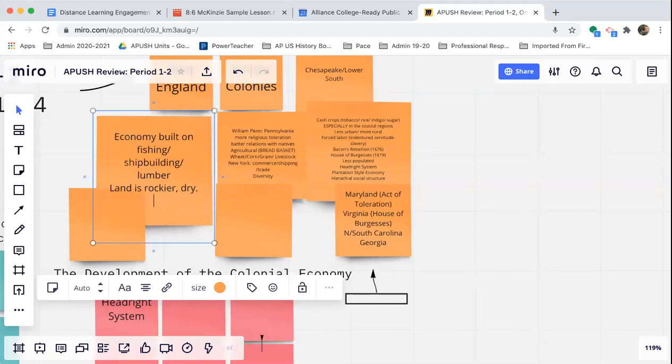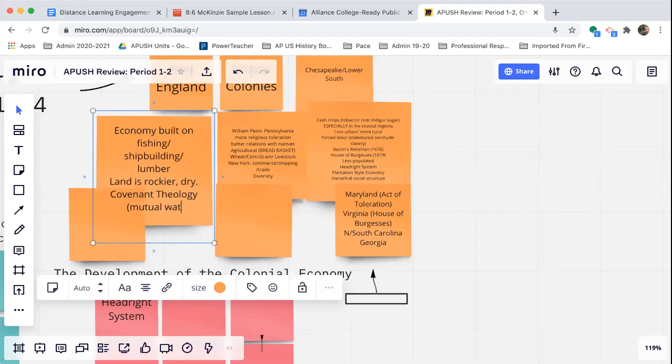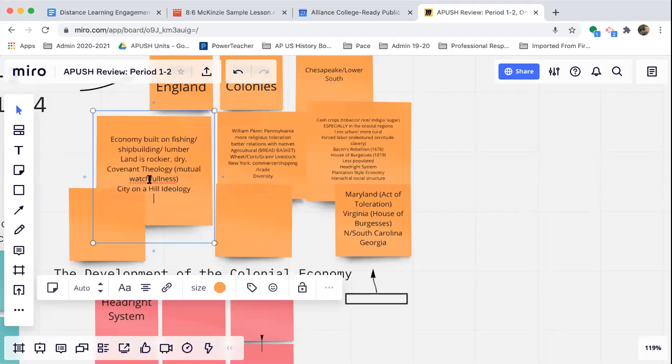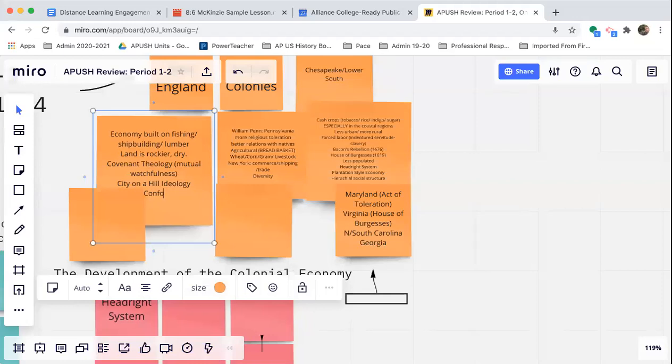What's happening socially? Talk to me about religion or society or politics. There's a social covenant. Oh yeah, why don't I put covenant theology, of what's called mutual watchfulness. On your test is the city on a hill ideology, that the whole world is watching us. So thus, we need to make sure we're living a perfect God-like life, right? That we're the example, the bright, shining example for the rest of the world of following God's laws, which creates a society built on conformity and uniformity. Okay, that's reasonable.